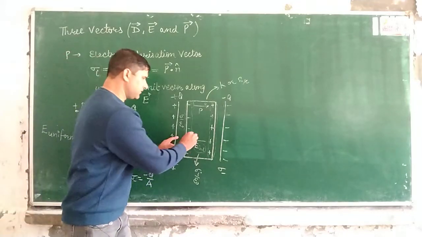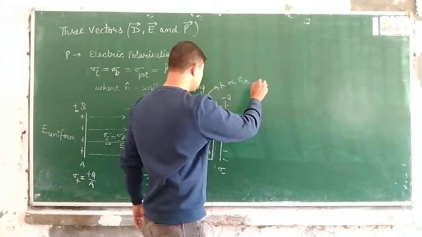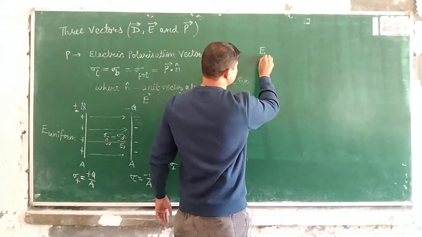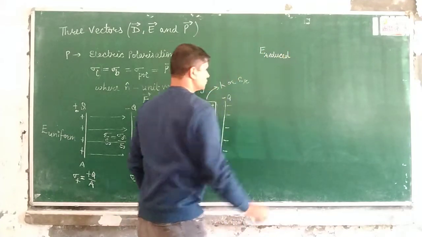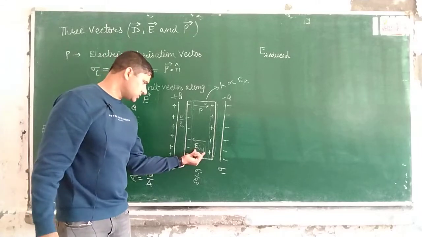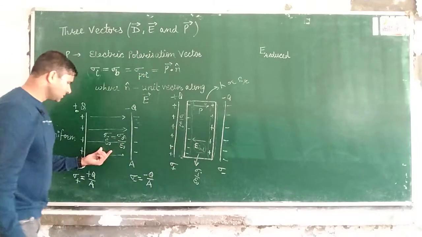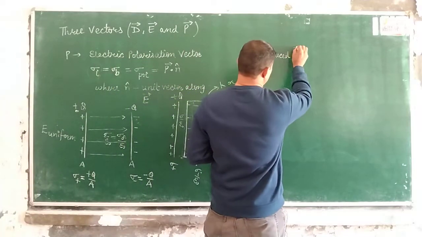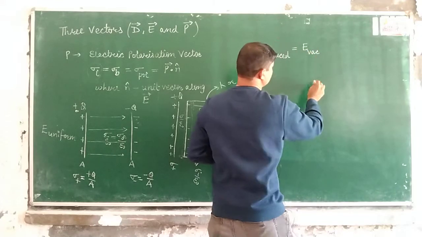So the net electric field here can be written as the reduced electric field. Why? Because this induced electric field will oppose the electric field which was initially present. So this electric field is E which was in vacuum.